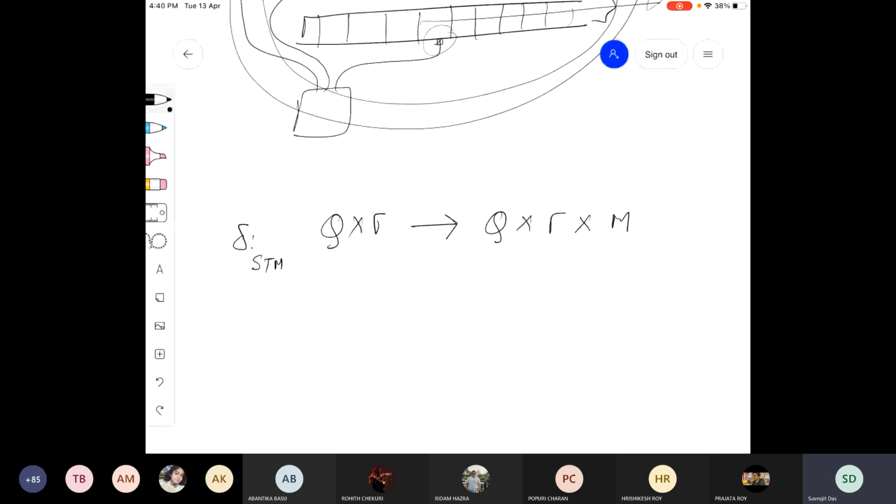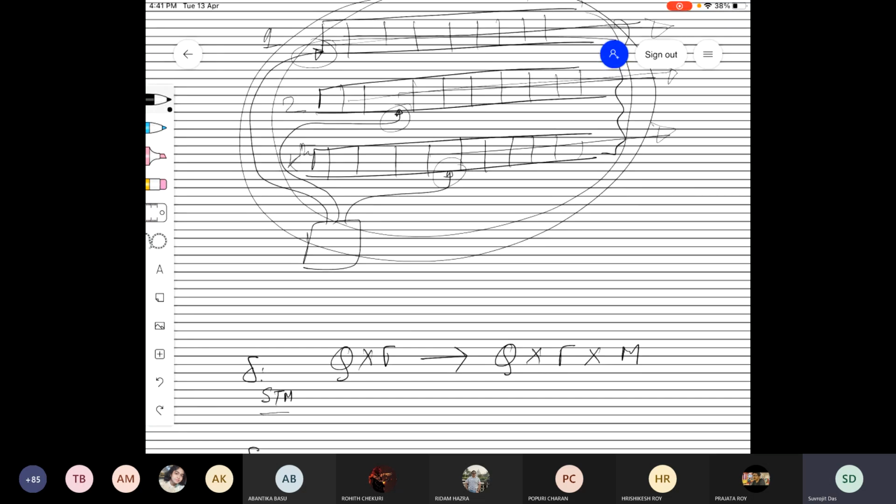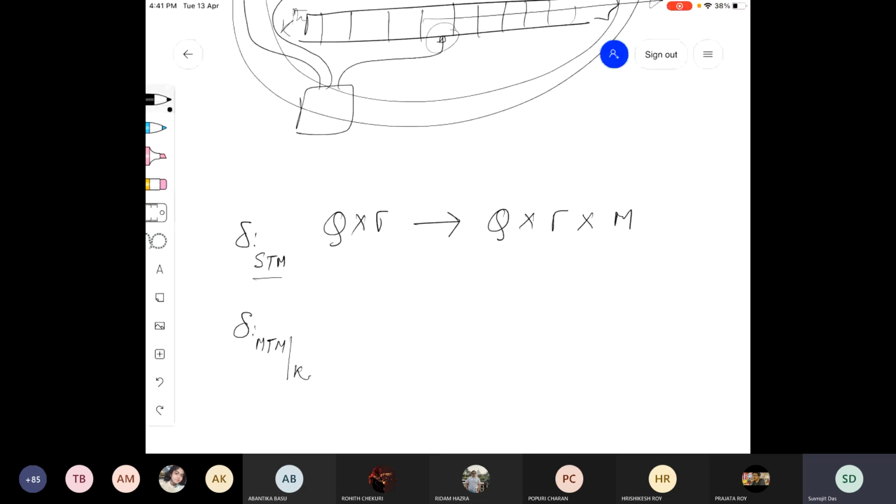Now if this is the del of a single tape Turing machine, what should be the del for a multi-tape Turing machine? Okay, multi-tape Turing machine, let you have k number of tapes. This is one tape, this is second tape, and this is the kth tape. Here k is 3. So what should be the generic del?